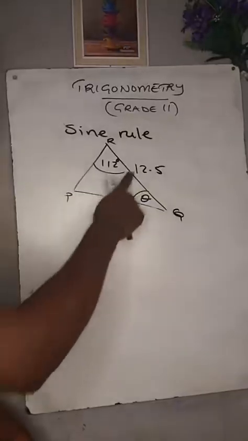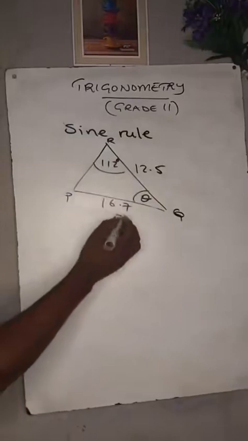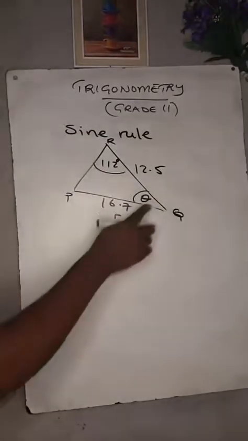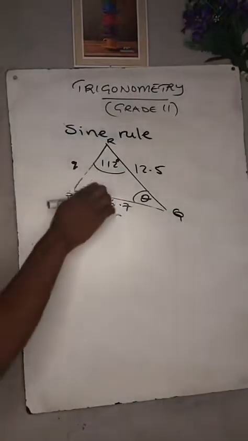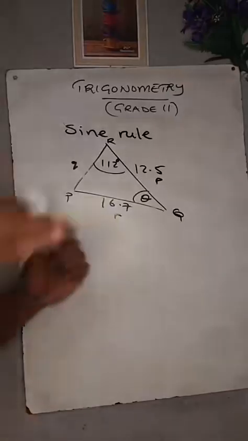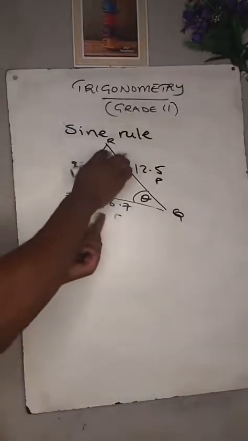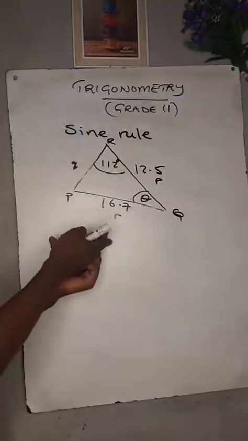You need to have an angle on each corresponding side, because the corresponding side of this angle is the one which is small r. And the corresponding side of this angle is the one which is small q. And the side for this one is small p. So with the sine rule, you need to have this pair, an angle on each side.